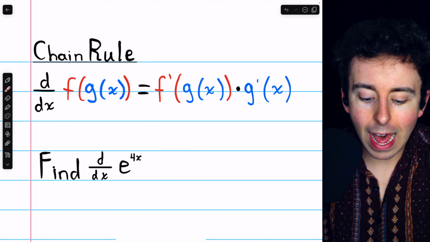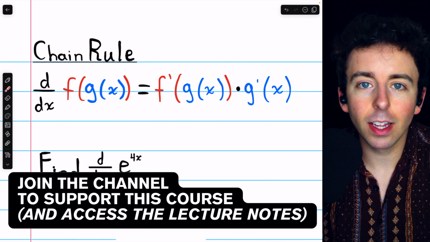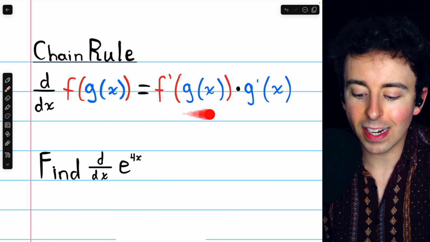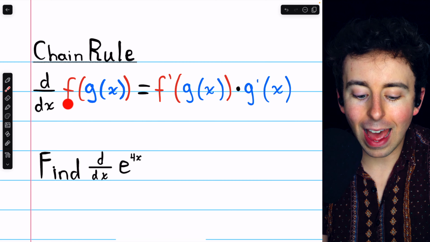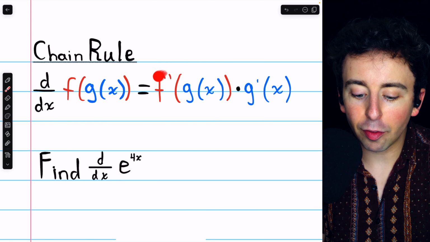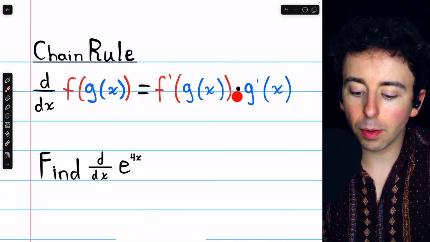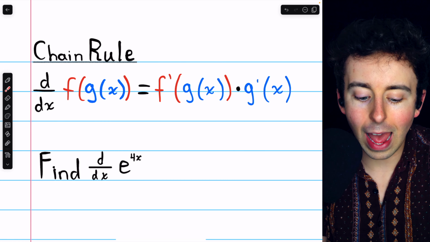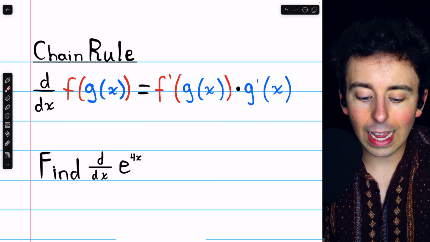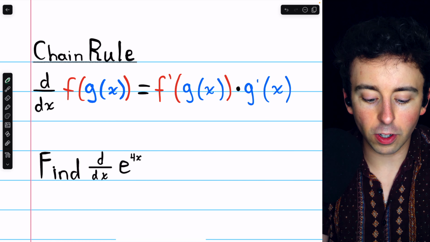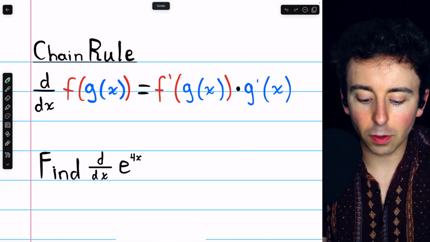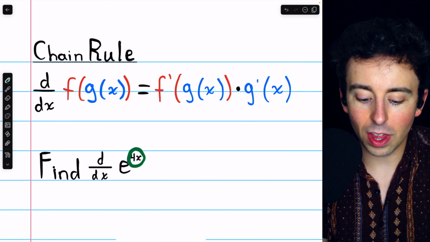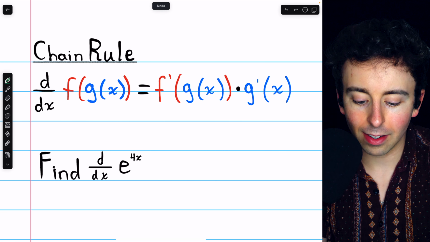e to the 4x is a composite function, so to take its derivative, we need to use the chain rule, which I've written here. The derivative of f of g is f prime of g multiplied by g prime. So we need to identify our f, the outside function, and our g, the inside function. In this case, it's pretty clear that 4x is inside the exponential, so that is our g, 4x.